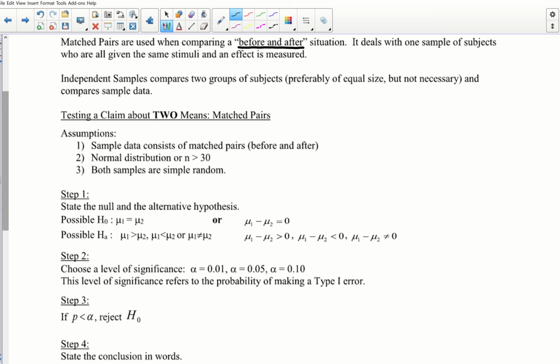All right, so matched pairs is not that situation. Matched pairs is just a simple situation where you're collecting data before and after for a single set of individuals. So that's what we're going to focus on first.